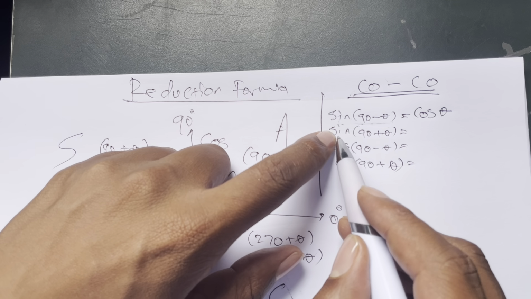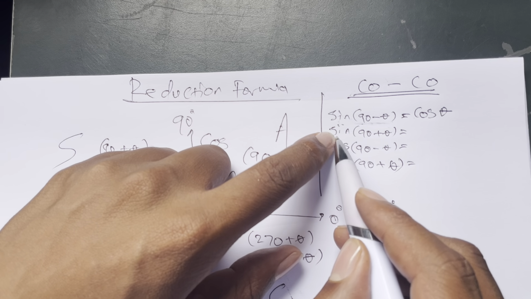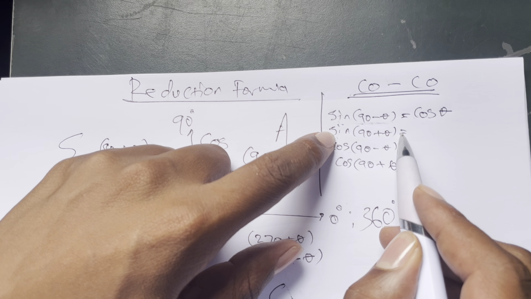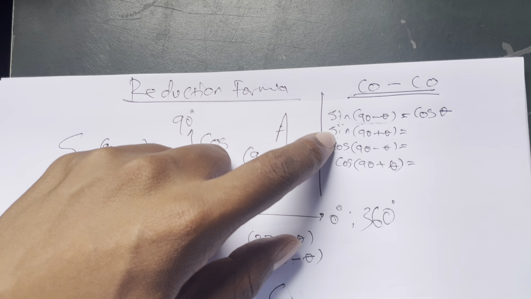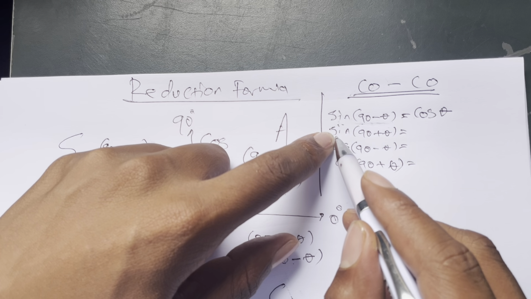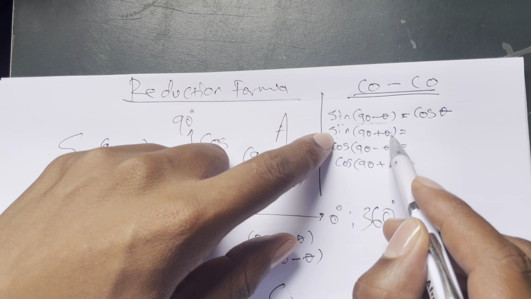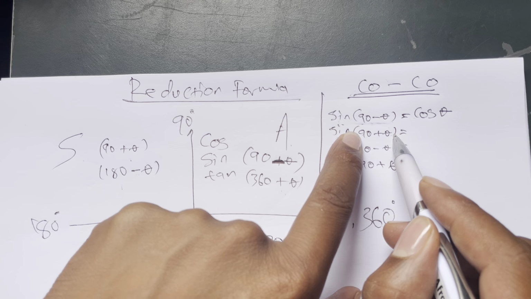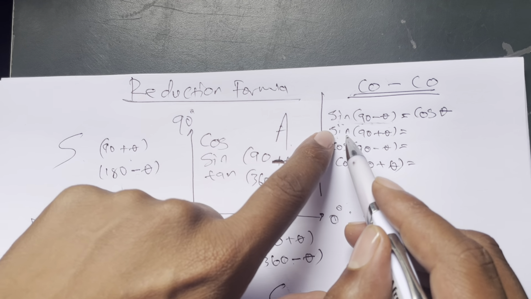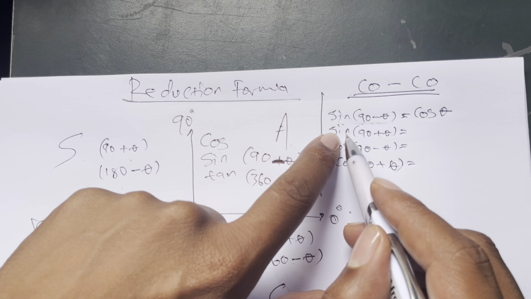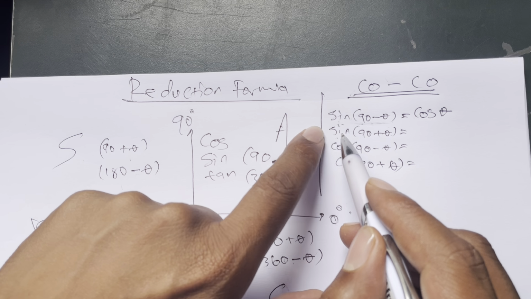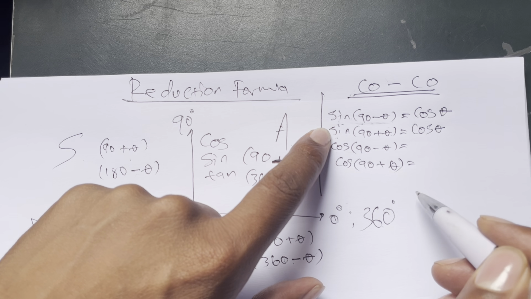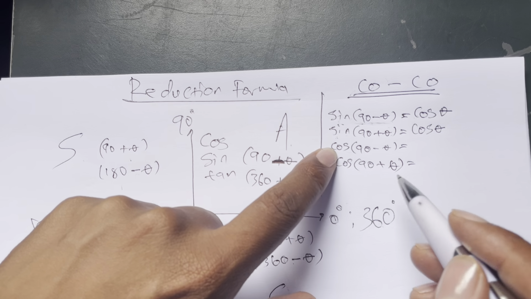Okay. Then you come here also. You have sine into 90 plus theta, right? So you check 90 plus theta is in which quadrant? It is in the second quadrant. How is sine there? Sine is positive. Right, you don't have co, you add co. Cos theta.